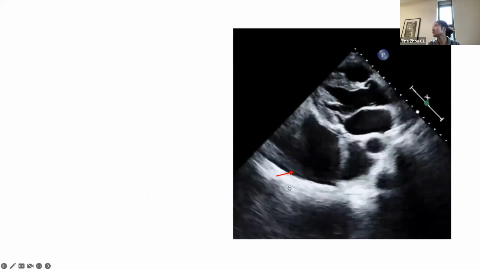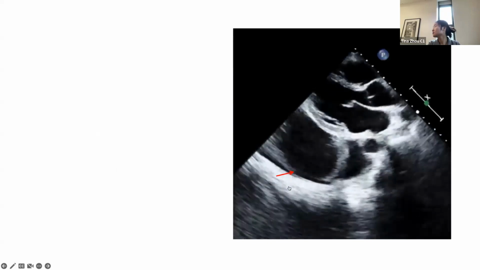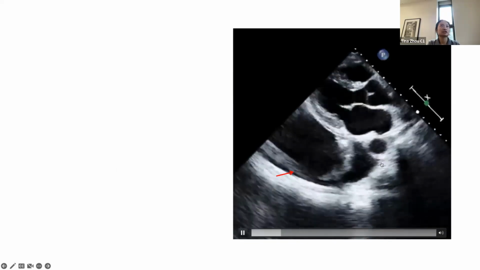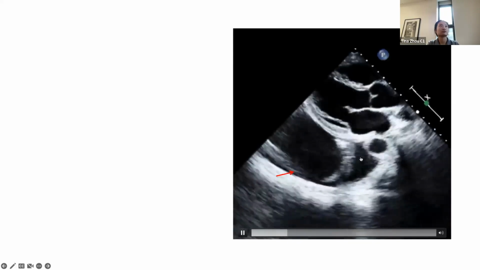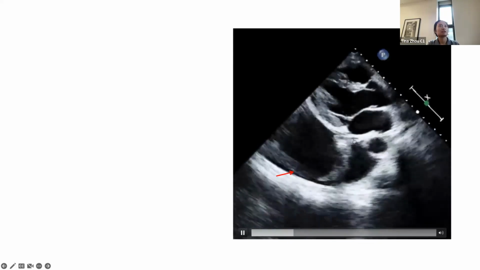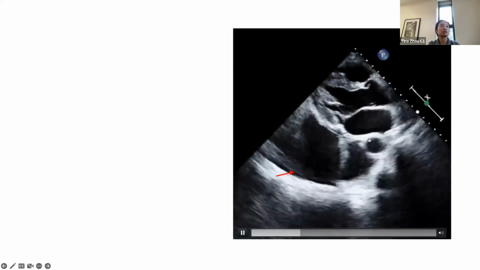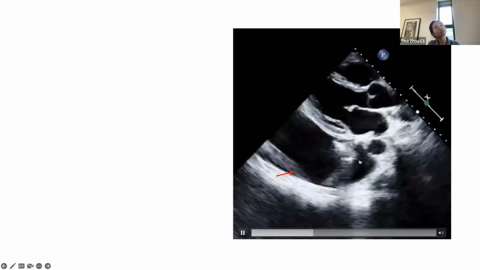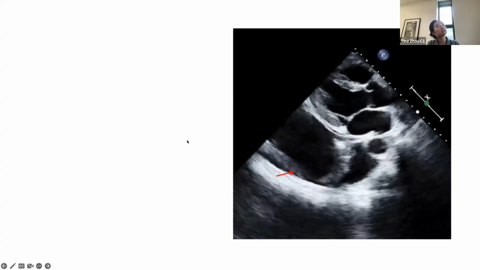What they're looking at here. Pleural effusion. Yeah, that's a pleural effusion. As you all know, distinguishing that from pericardial effusion: pericardial effusion tends to be between the descending aorta and the heart right here, while the pleural effusion tends to be behind the aorta.